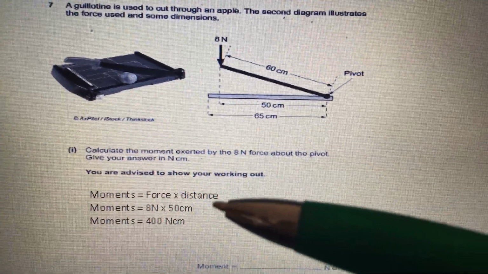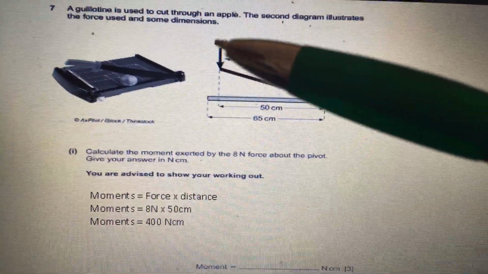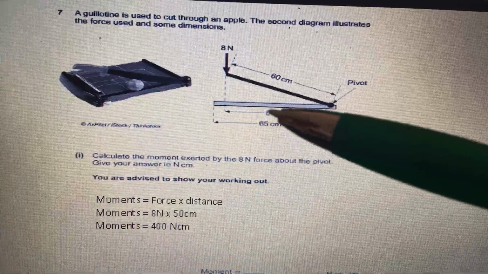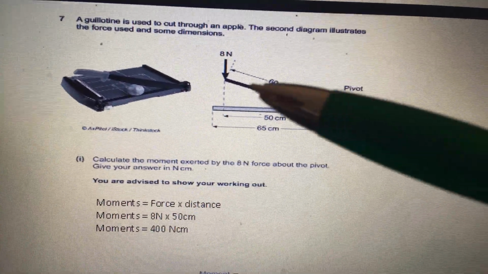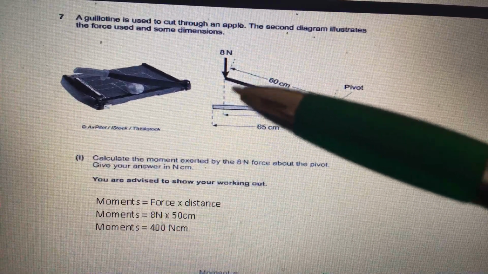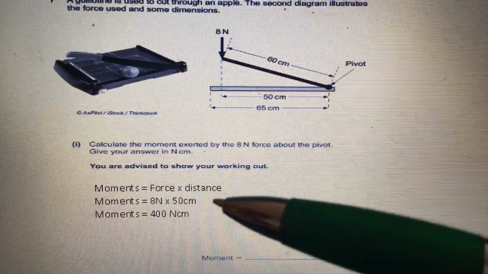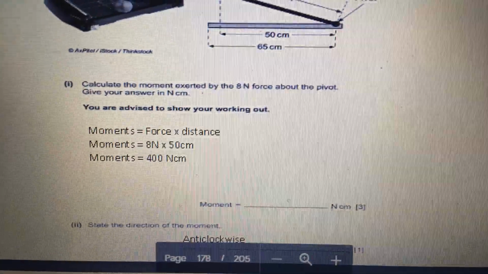Moments equals force multiplied by distance. Now that's the distance between the force and the pivot. So the force here is 8 newtons. Now its perpendicular distance to the pivot is 50 centimetres. Now it's the perpendicular distance, so that's why we ignore 60 and 65. So it's this distance here between the force and the pivot. So it's 8 newtons multiplied by 50 centimetres gives a moment of 400 Newton centimetres.